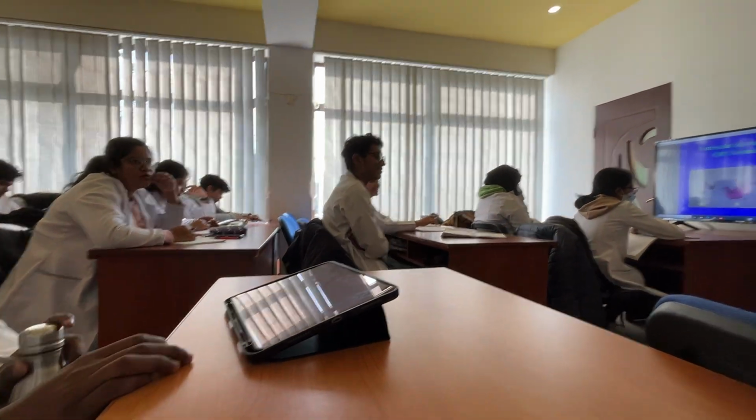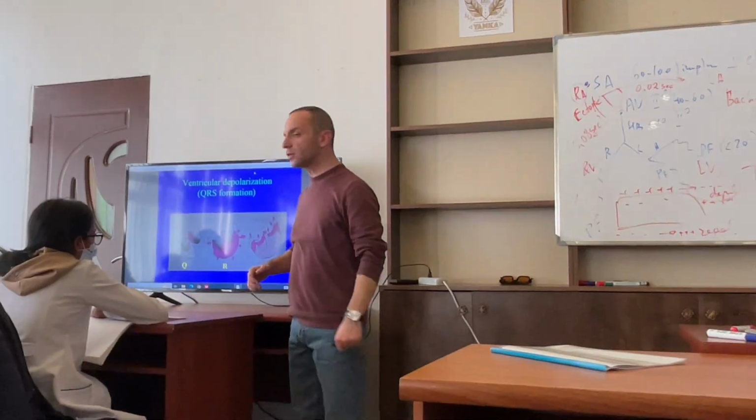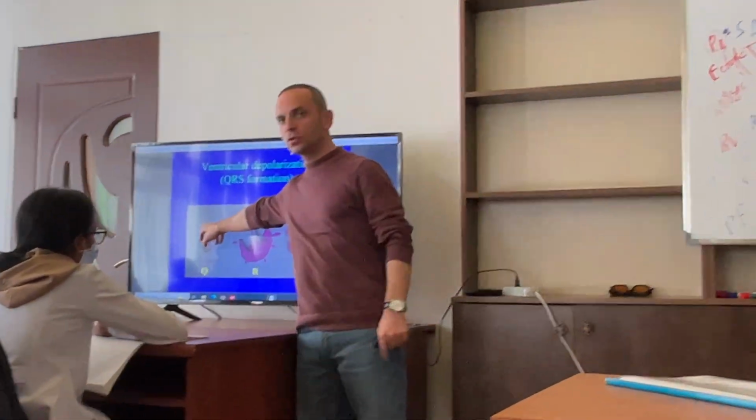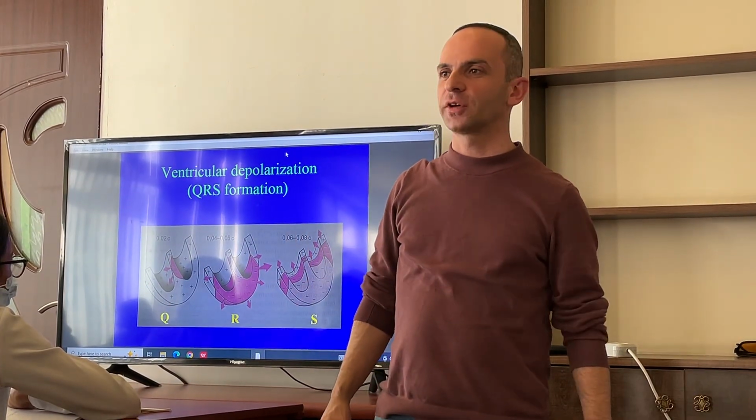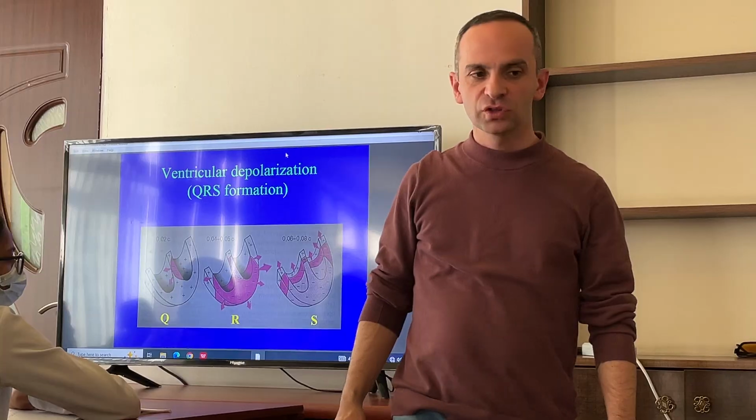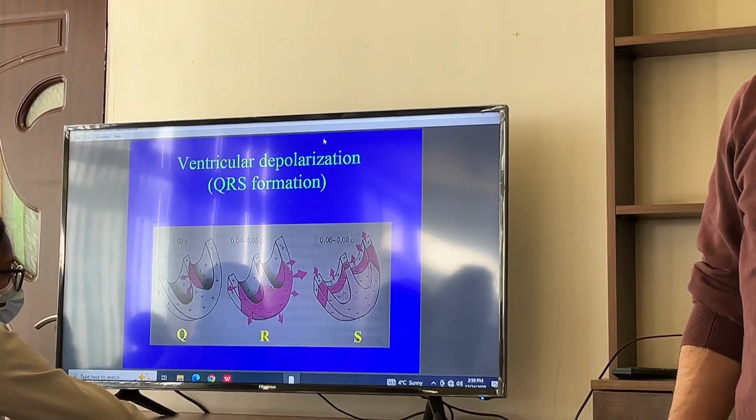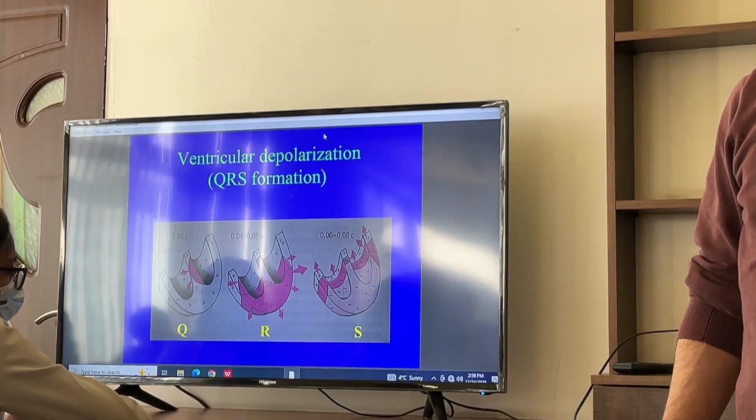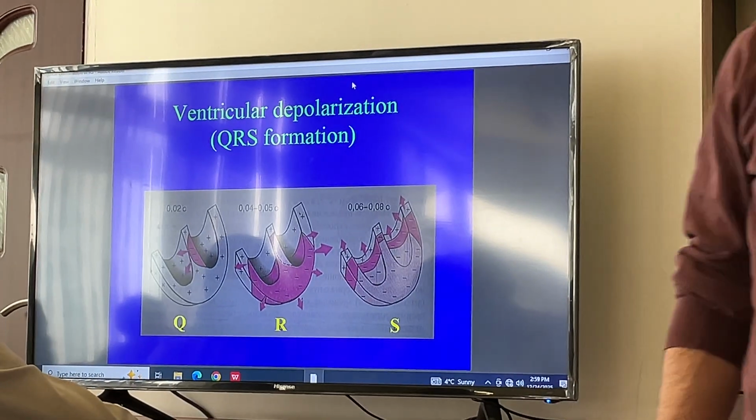So, accordingly, we have Q, R, and S. Duration of Q, 0.02 seconds. Average of R is 0.04. S, 0.06. Summarizing, we are getting 0.12. This is normal duration of QRS complex. So, remember that QRS complex normally should be less than 0.12. It is called narrow QRS complex. Above this is called wide or broad QRS complex. It's already pathological.